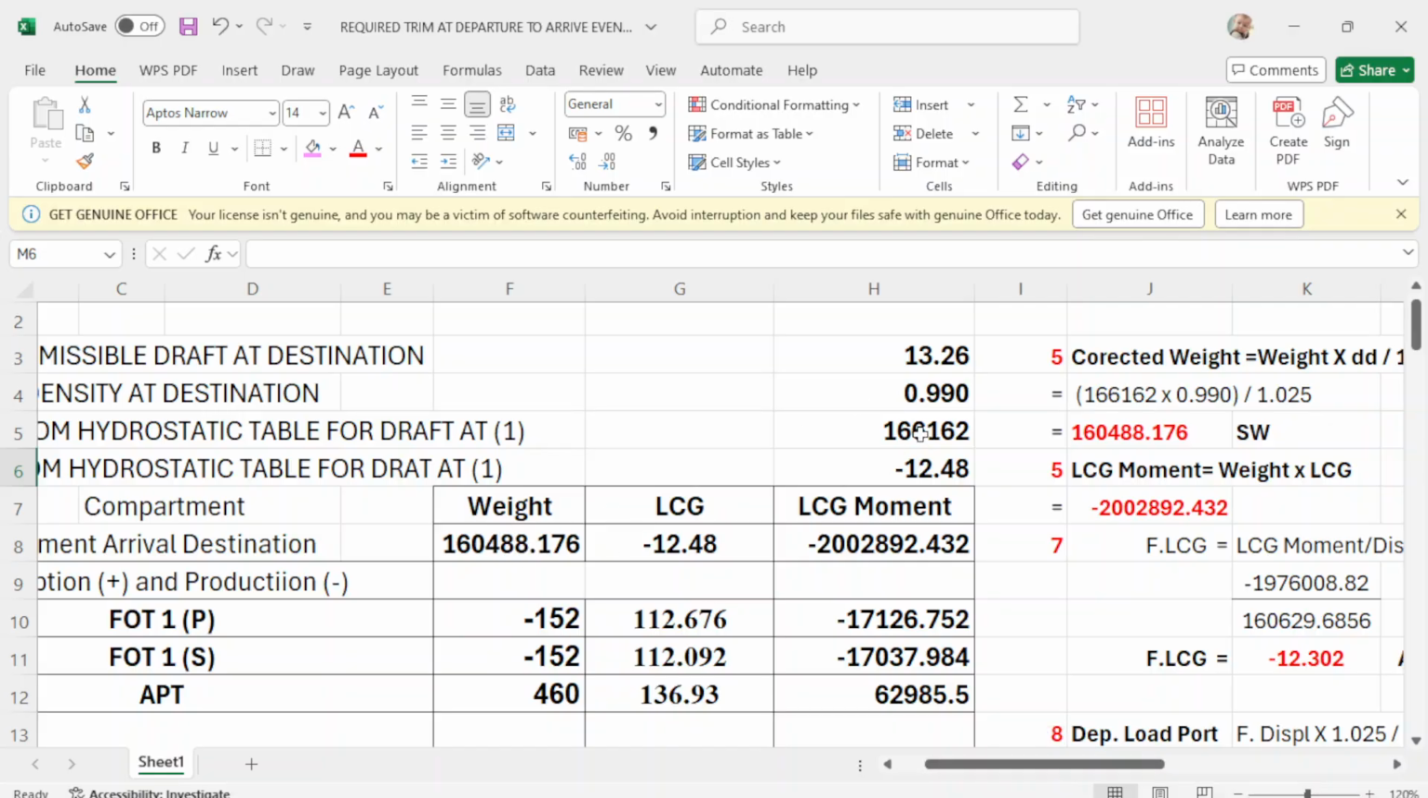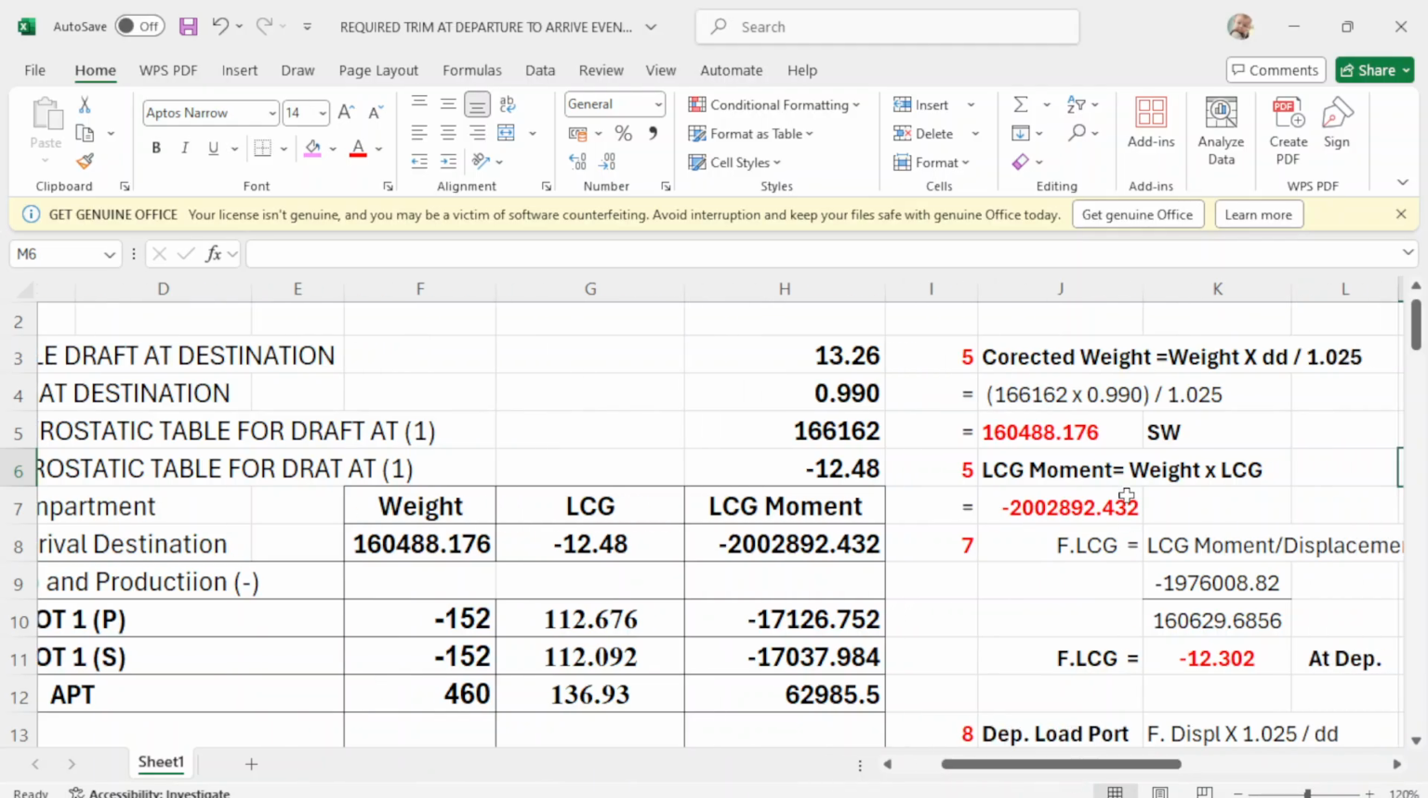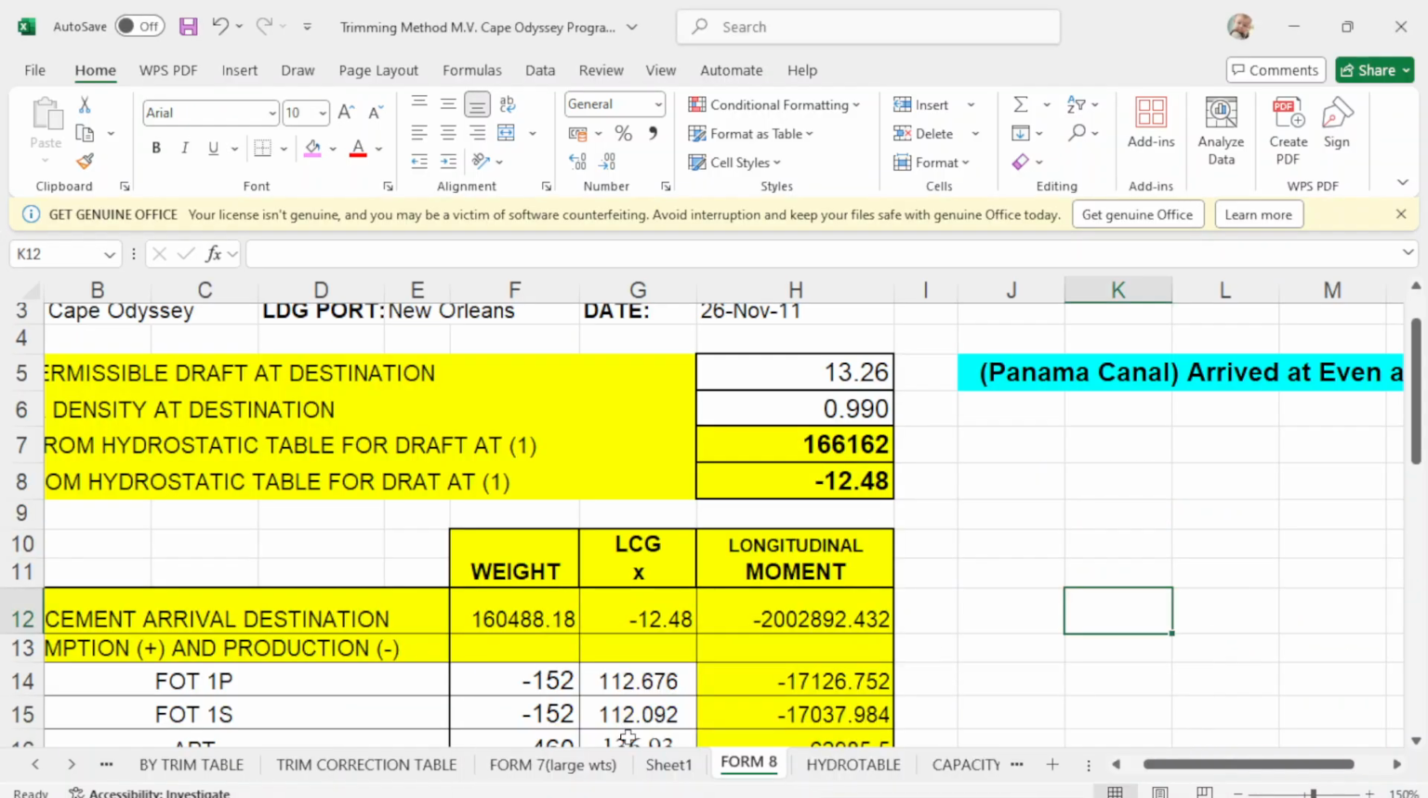This is dock water. So the formula is corrected weight equals weight times your local density over 1.025. So what is your weight? Weight is 166162, which is this one, multiplied by your local density of 0.990 over the salt water density of 1.025, and the answer is 160488.176, which is this one. Okay, and that is 16048.18.